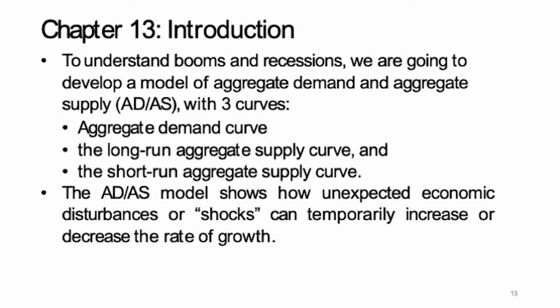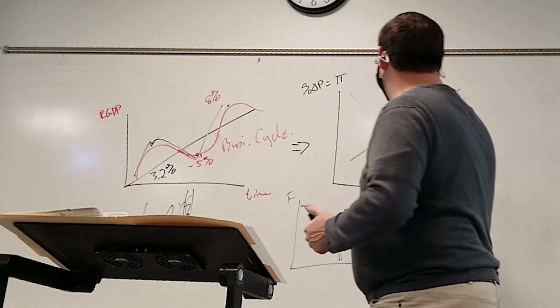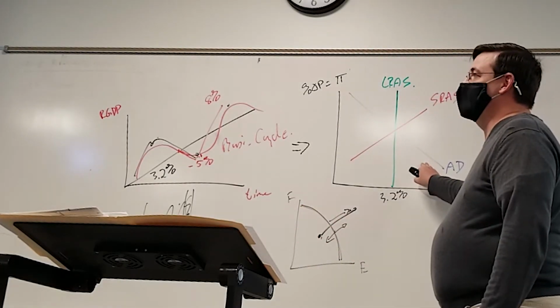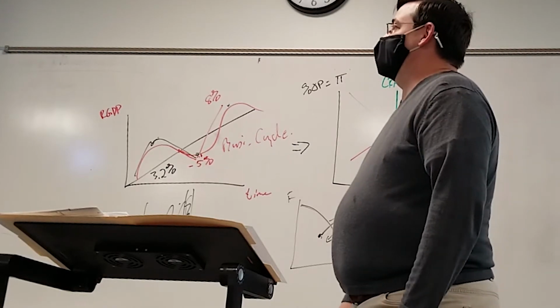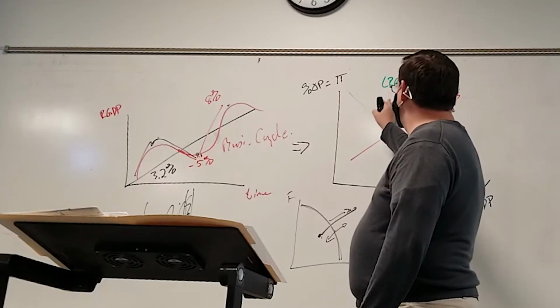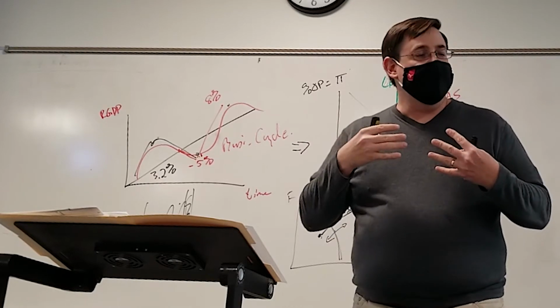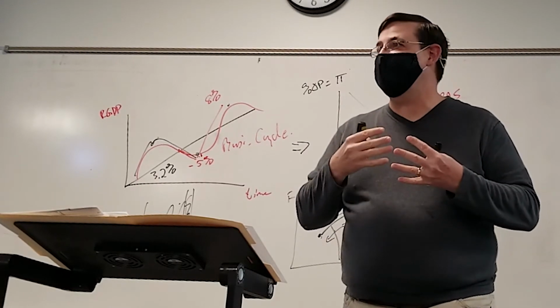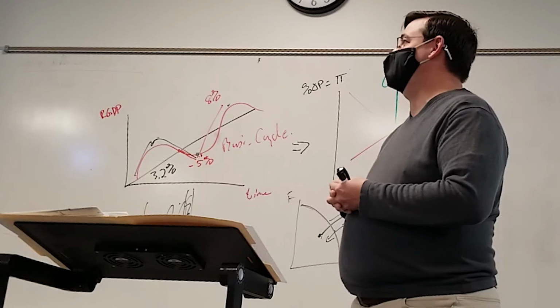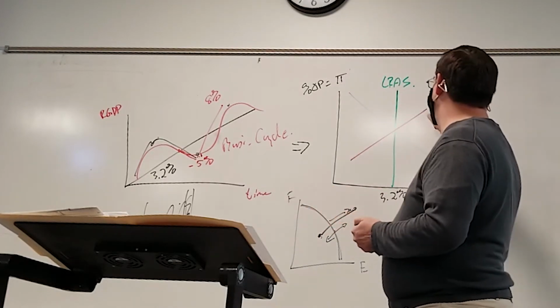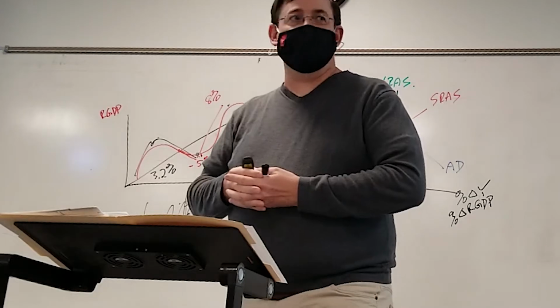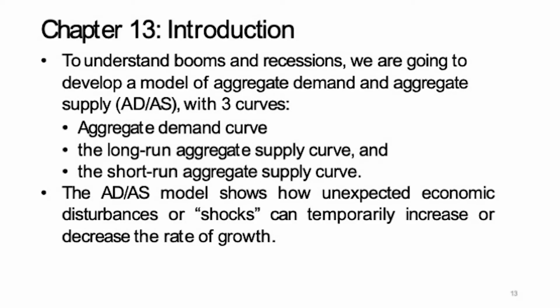Okay. And sometimes you just got to go a little bit closer. All right. So to understand booms and recessions, we're going to develop this model of aggregate demand and aggregate supply with three curves. I've drawn them already. You have your aggregate demand curve that's downward sloping. You have your long run aggregate supply curve, which is straight up and down. We call that perfectly inelastic, straight up and down. And then we have a short run aggregate supply curve. We're going to build this model step by step, including each of the parts, and explaining where they come from.